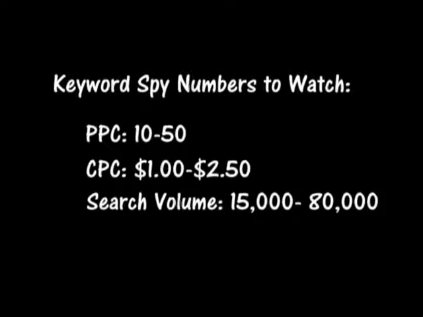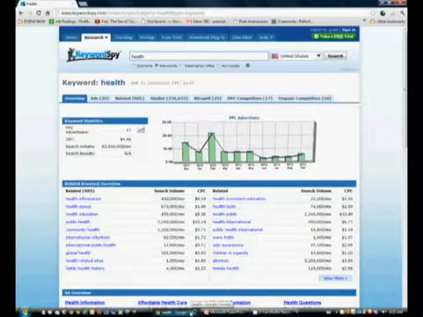So let's look again at the keyword research for health and see how that's doing. Again, the pay-per-click advertisers are pretty good: 17, between 10 and 50. It's a high price that they're paying, so it means that there is money flowing in this keyword, in this topic, but it is a very broad niche.